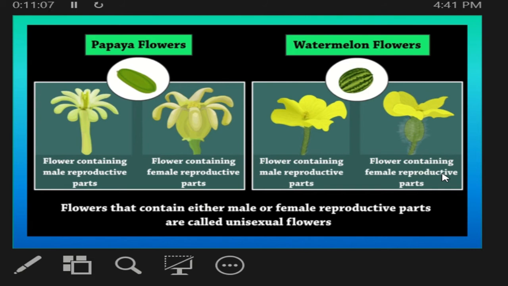The flowers that contain either male or female reproductive parts are called unisexual flowers. We have the flower containing male reproductive parts, for example, papaya flowers. Flower containing female reproductive parts. For the watermelon, there is a flower containing male reproductive parts and also a flower containing female reproductive parts.